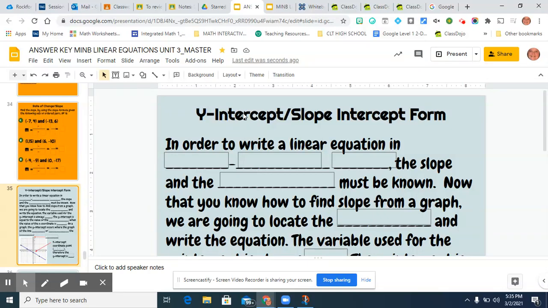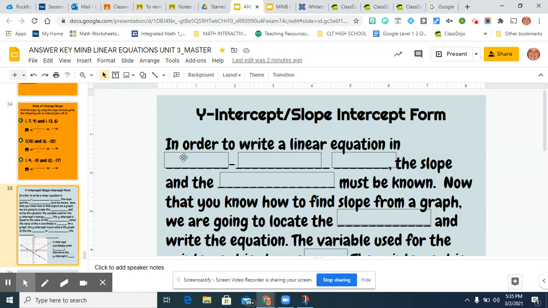Okay, we previously looked at how to find slope three different ways: from a graph, from a table, and from two points. Today, we're continuing on with our study of slope-intercept form. As I just said, we learned how to find the slope. Now we need to know how to find the intercept. And what do we mean by that?